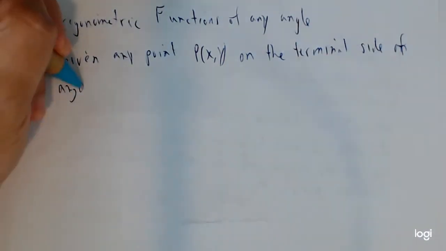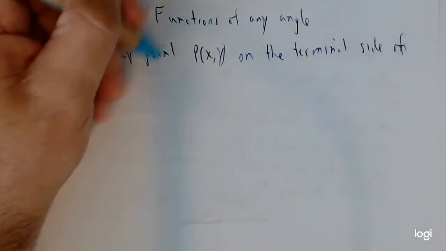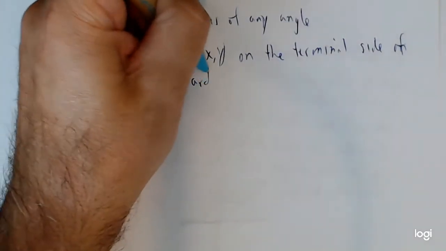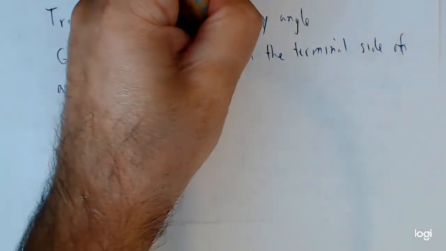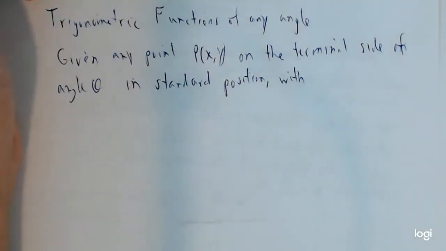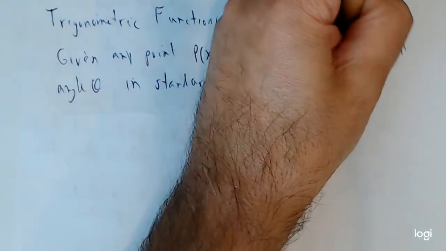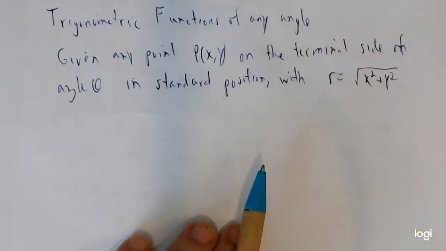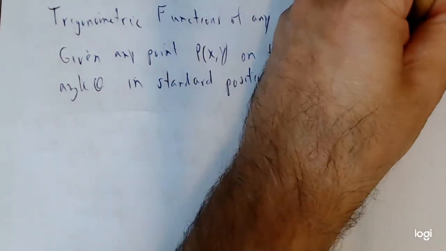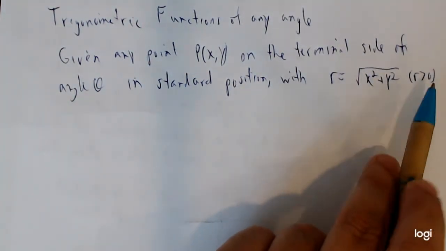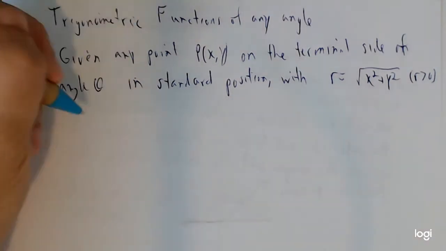of angle theta in standard position, with r as the square root of x squared plus y squared, and I'll explain to you where this is coming from, where r is greater than 0, and we're being told that r is always a positive number, which is the distance.